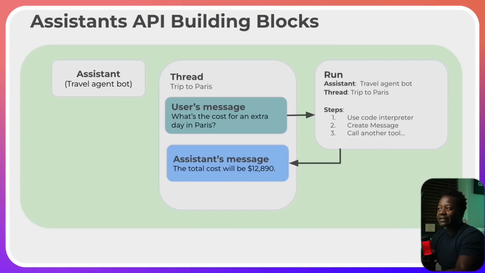So what we'll do next is we're going to go in the dashboard, in the playground, and look at creating an assistant manually. And later, of course, we're going to do that using code. Okay, let's go ahead and do that.